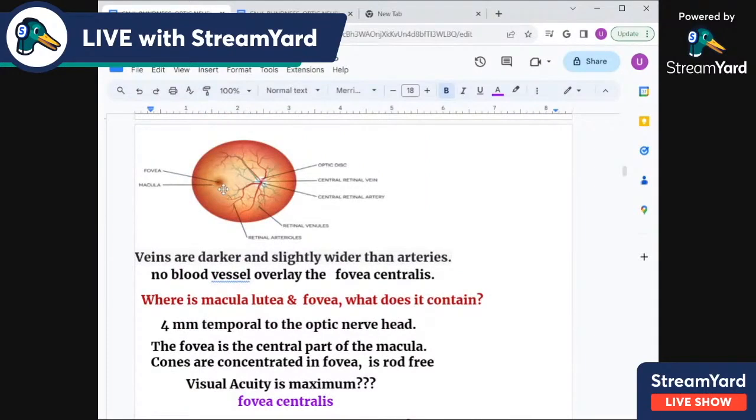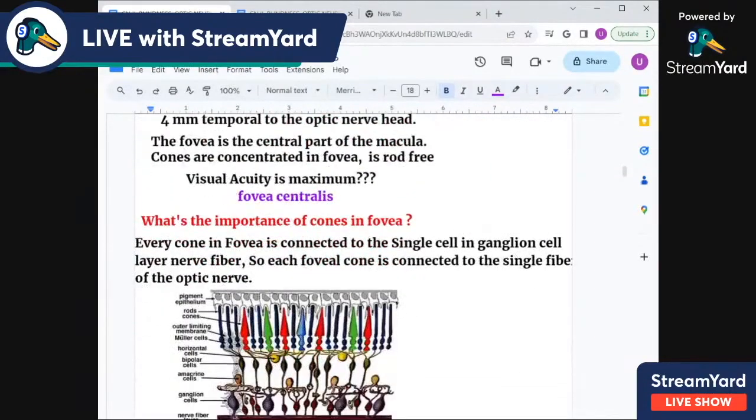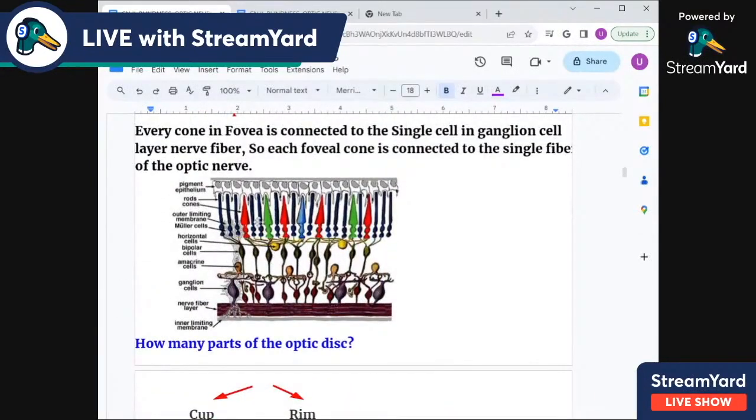What does the fovea centralis contain? It contains cones only, no rods. It's rod-free, only cones, and cones are concerned with bright daytime light and sharp vision, whereas the macula contains the axons of the ganglion cell layers of the retina. And here on the other side is the optic disc. The importance of the foveal cone is that each foveal cone, see these blue, red, and green cones, is connected to a single ganglion cell. These in between are the rods, and this first layer is the pigmentary epithelium. More than 50% of the fibers of the optic nerve are formed by the ganglion cell layer.